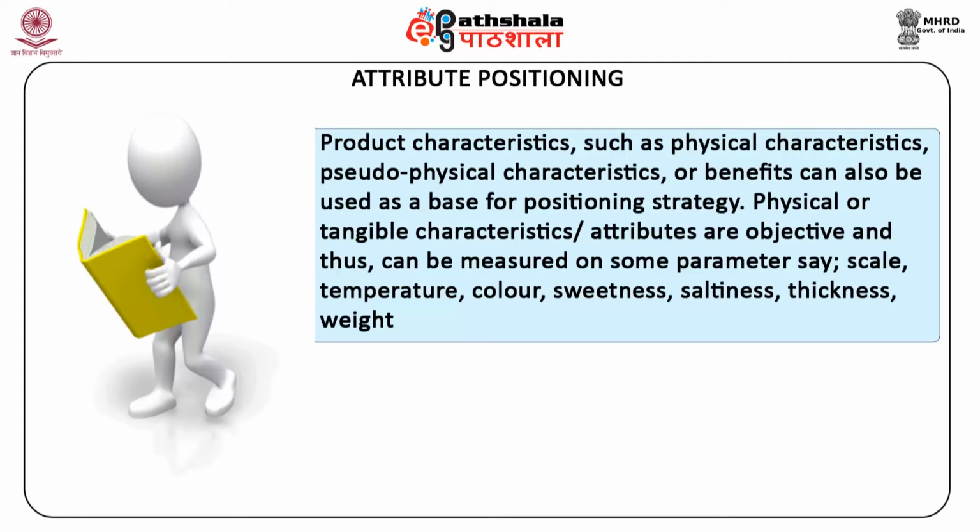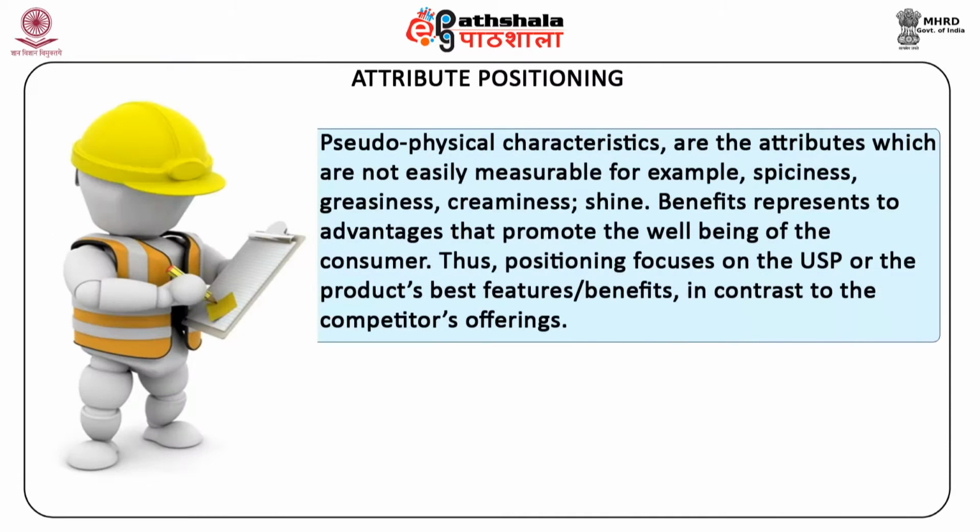Product characteristics such as physical characteristics, pseudo physical characteristics, or benefits can also be used as a base for positioning strategy. Physical or tangible characteristics are objective and thus can be measured on some parameter, say scale, temperature, color, sweetness, saltiness, thickness, weight. Pseudo physical characteristics, in contrast, are the attributes which are not easily measurable, for example, spiciness, greasiness, creaminess, shine. Benefits represent the advantages that promote the well-being of the consumer.